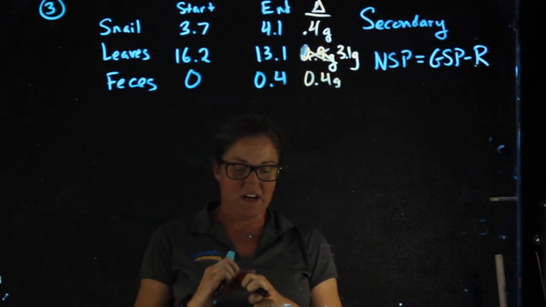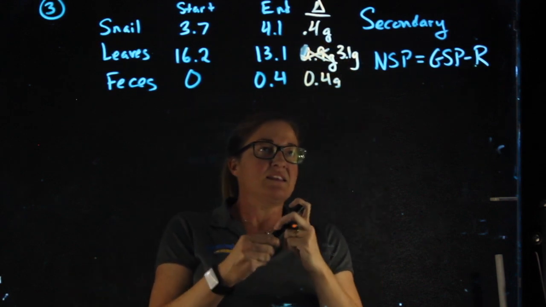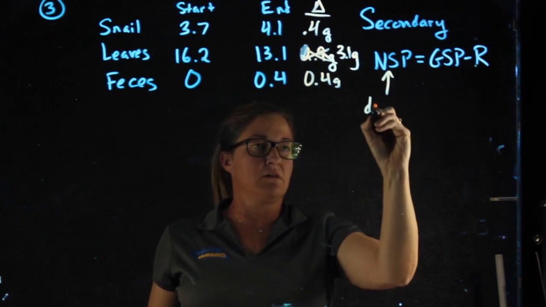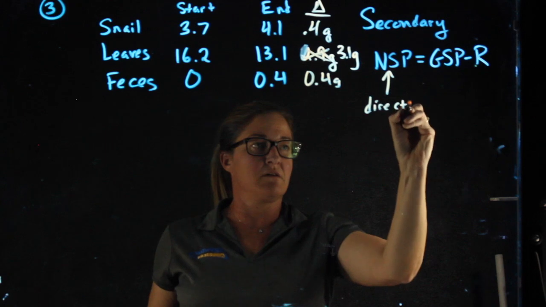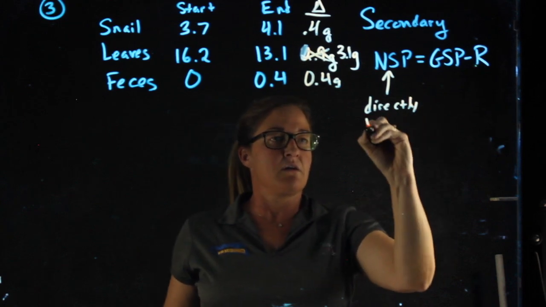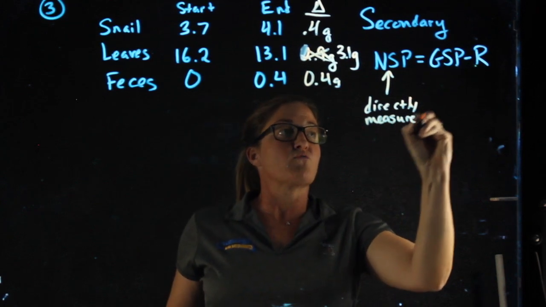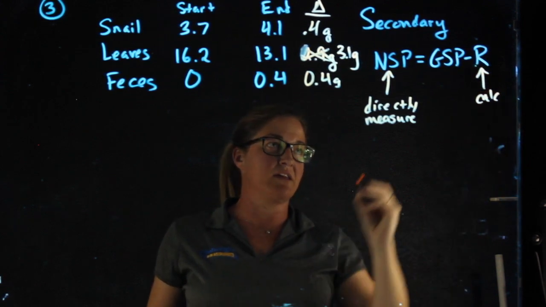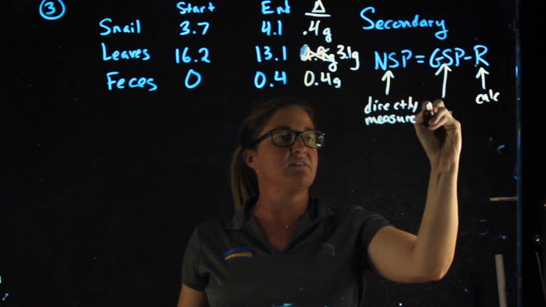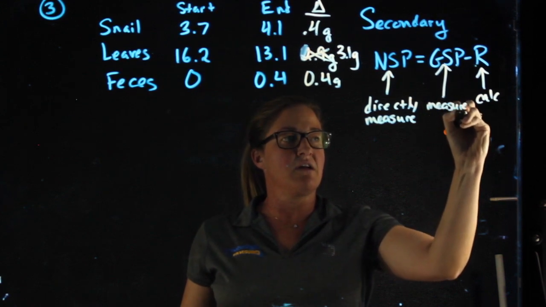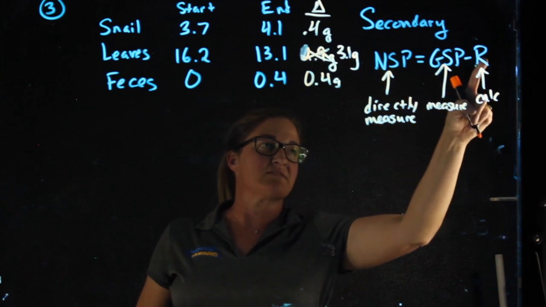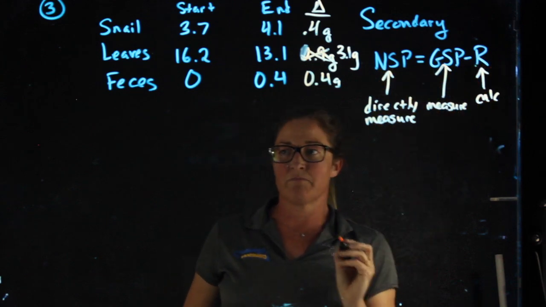A few things are different here. One, net secondary productivity we still measure directly. Respiration, rather than measuring it directly, this time we calculate it. Gross secondary productivity, we can also measure. This is in contrast with the plant problem where we measured net and respiration and calculated gross.